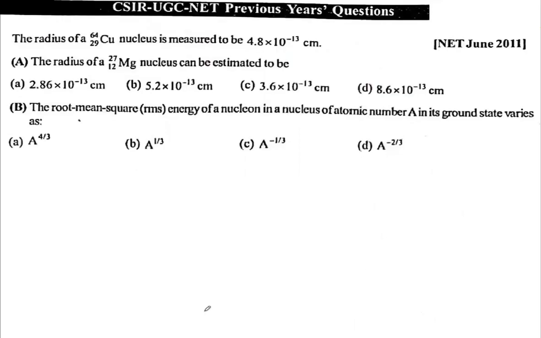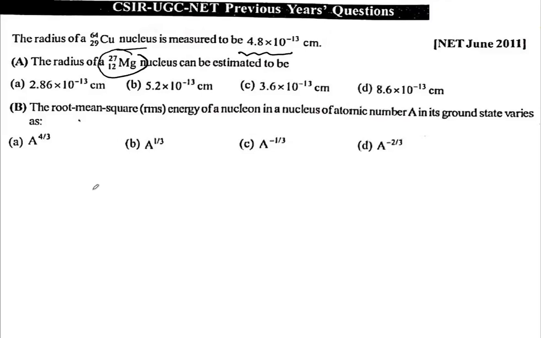So this is all for today's lecture, and now related to that we will do some numerical problems. Let us check the first problem, which is from the NET 2011 examination. It says that the radius of a copper nucleus is measured to be 4.8 × 10^-13 centimeter, and we have to find the radius of the magnesium nucleus.